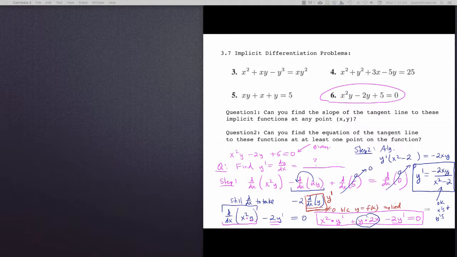So, in the next video, we need to talk about how to put all these problems together, all the different steps together to find the equation of a tangent line. Okay? So ends this video.